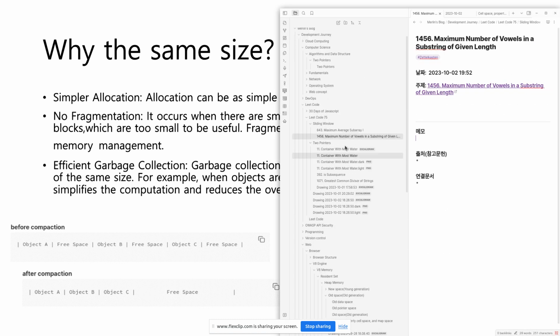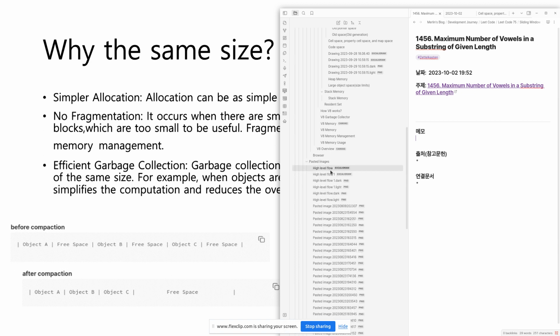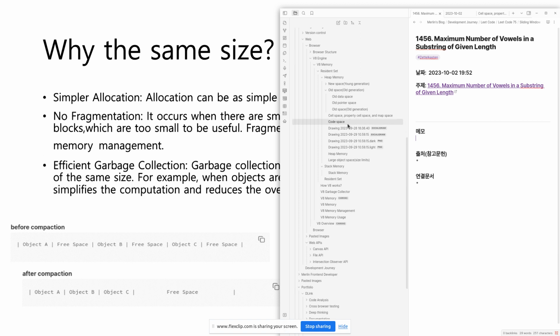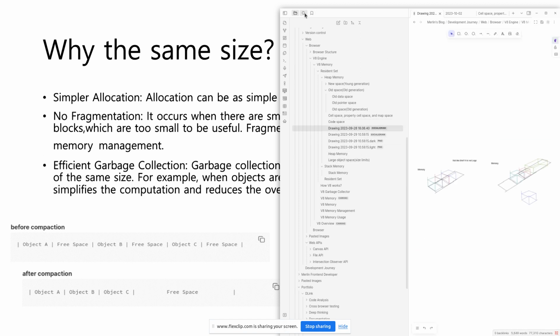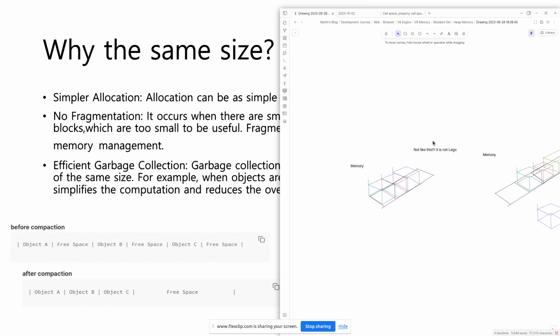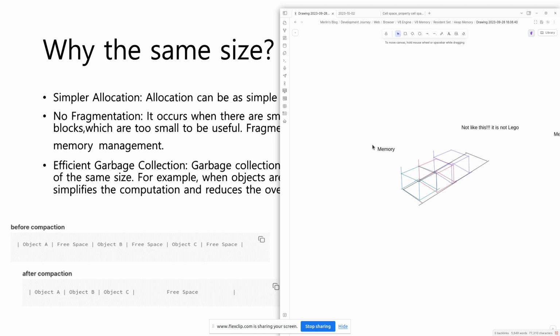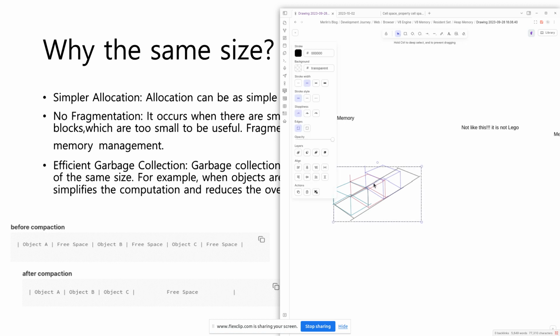I'm going to try to show you the thing. Wait, hold on. Where is the browser? There's a drawing space. Oh yeah, here it is. So this is like the memory, and this is like the size of it.